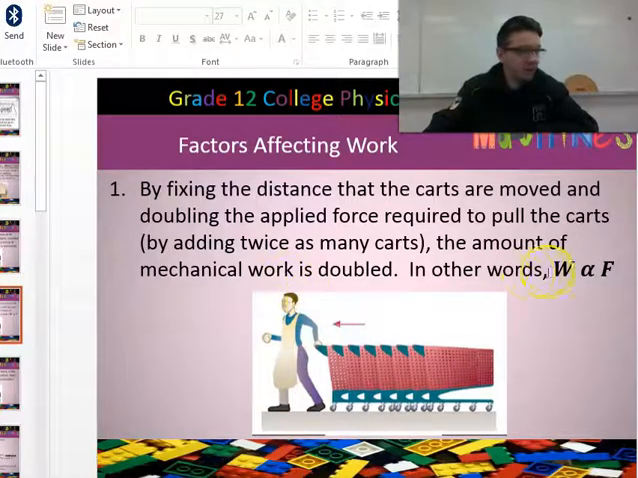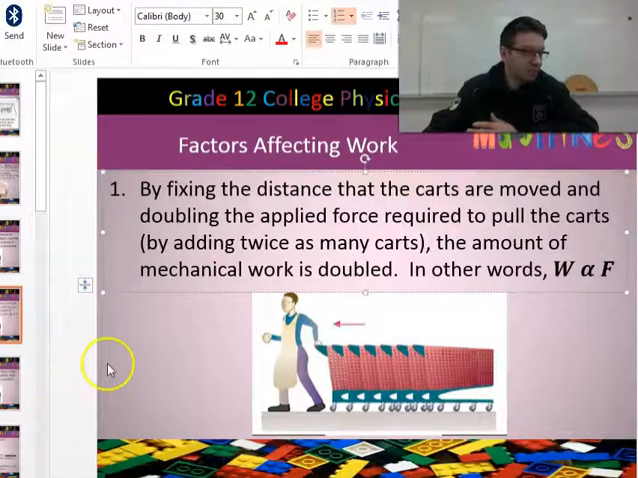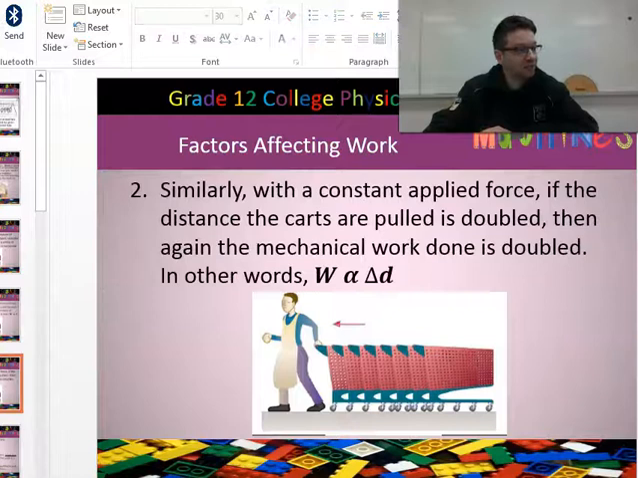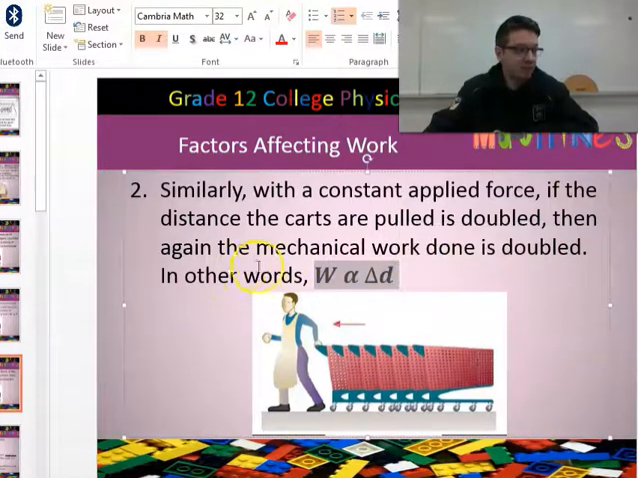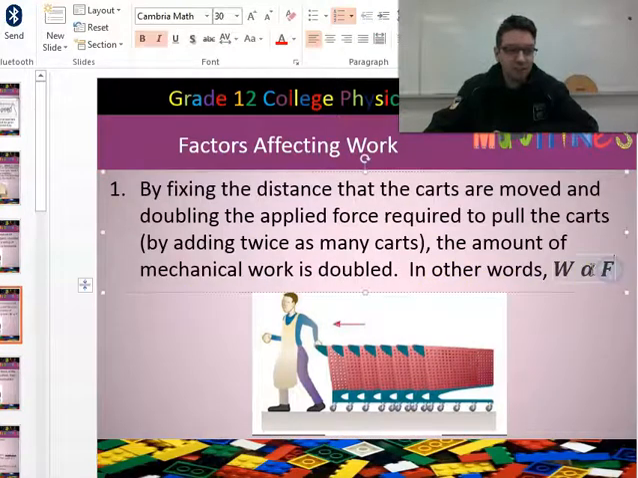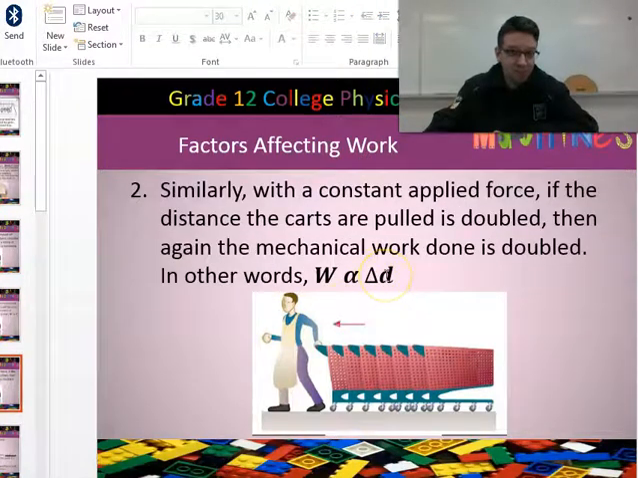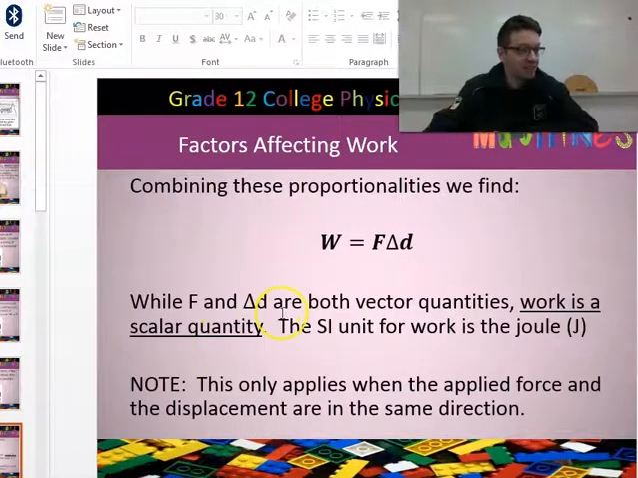Okay, so work, in other words, is proportional to force, or at least the force that's in that direction. It's also proportional to displacement. This means the more force I apply, the more work I'm doing. The greater the displacement of the object that I'm moving, the more work I'm doing. Written as an equation, work equals force times displacement.